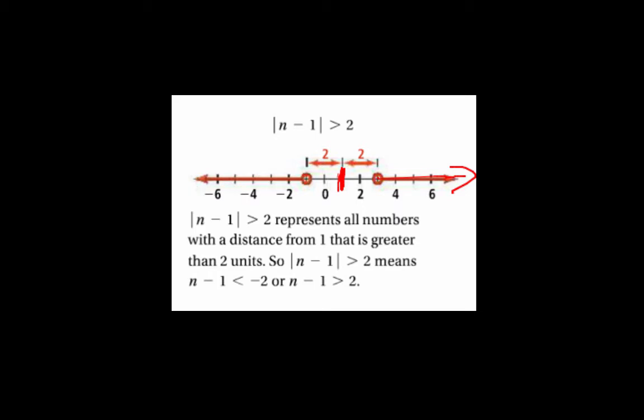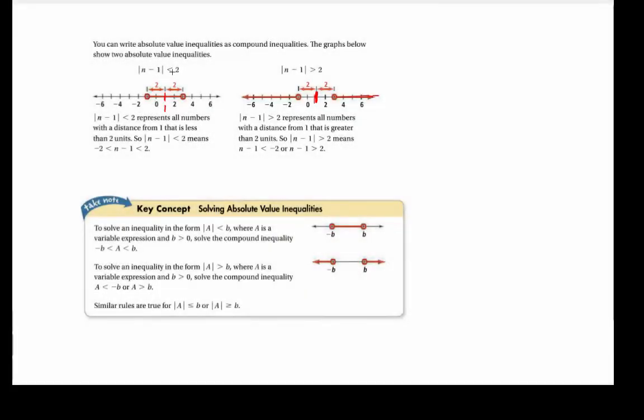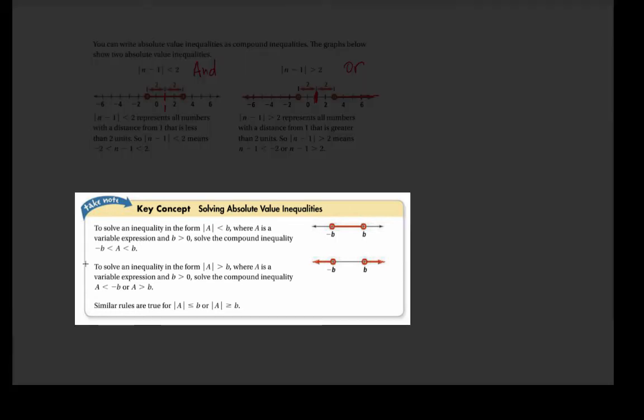Right? So we got to understand, is our distance less than 2, so we're sandwiched in around a value, or is our distance greater than 2 or some value where we're going out away from our value or our expression? So these absolute value inequalities become AND problems, and these absolute value inequalities become OR problems. So that's what we're talking about here in this concept box.